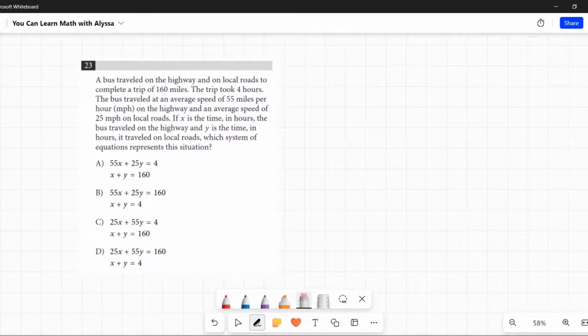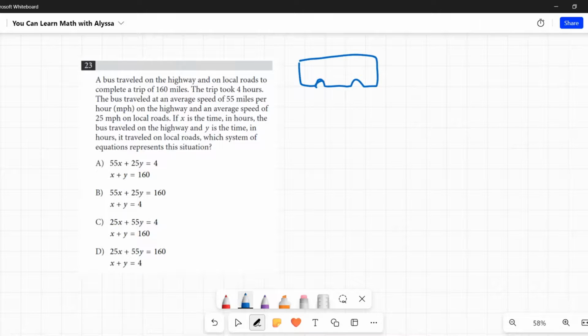Number 23. A bus traveled on the highway and on local roads to complete a trip of 160 miles. Okay, so we got this little bus. He's traveling along. Let's say he goes on a highway, and then he goes on local roads.